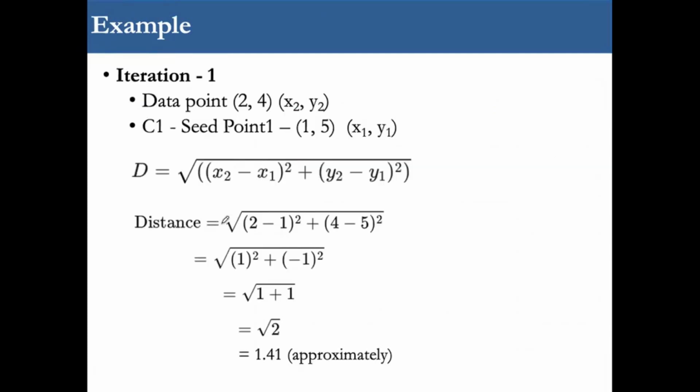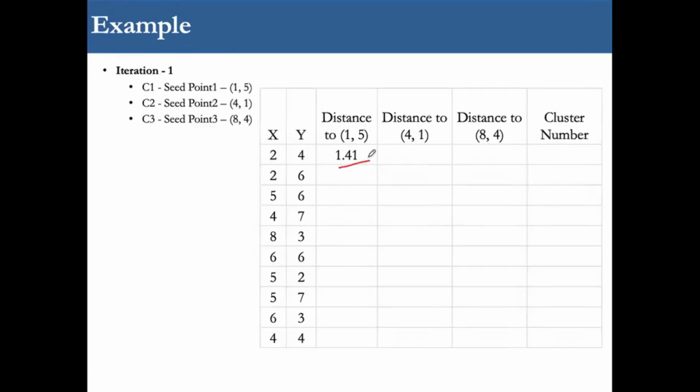Now we need to find the distance. So how to find the distance? The data point is 2, 4 and the seed point is 1, 5. So we select the seed point as x1, y1 and the data point as x2, y2. The distance is measured as Euclidean distance. We have seen this formula. Now we apply the data points to this formula. So we will get root of (2 minus 1) the whole square plus (4 minus 5) the whole square. We will get root 2, which is approximately 1.4. So we fill it in the table. Here we fill it out.